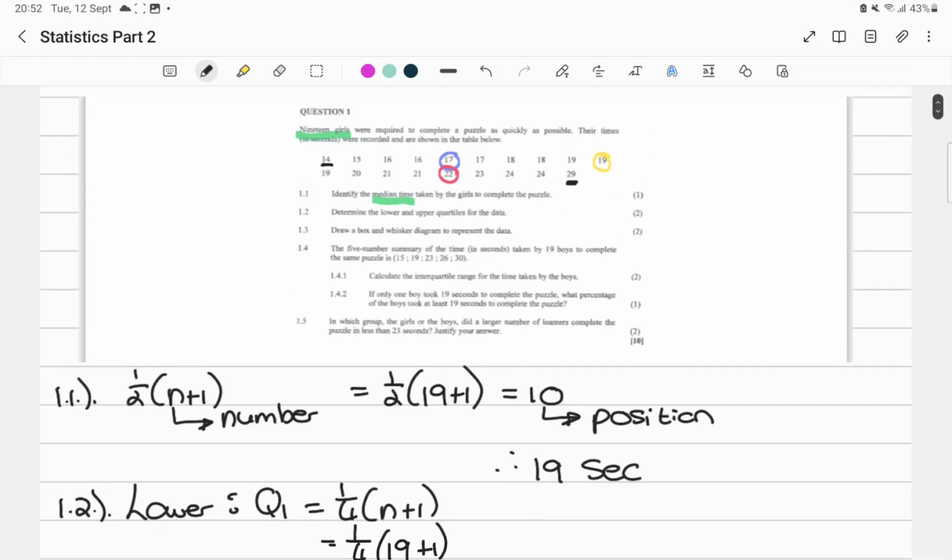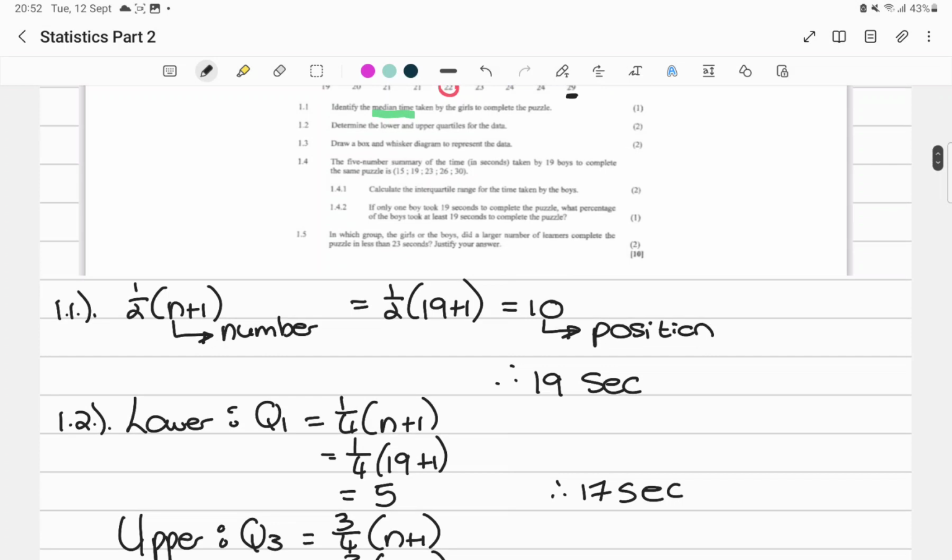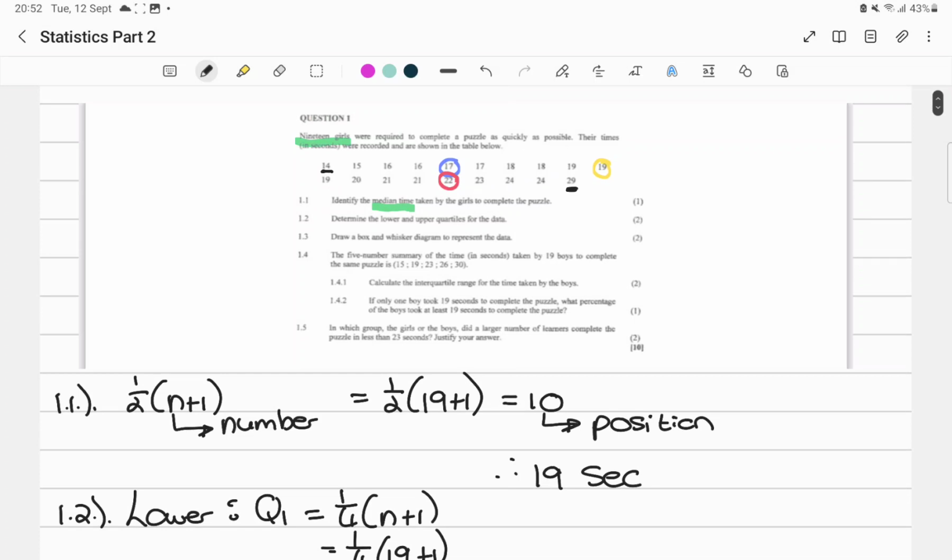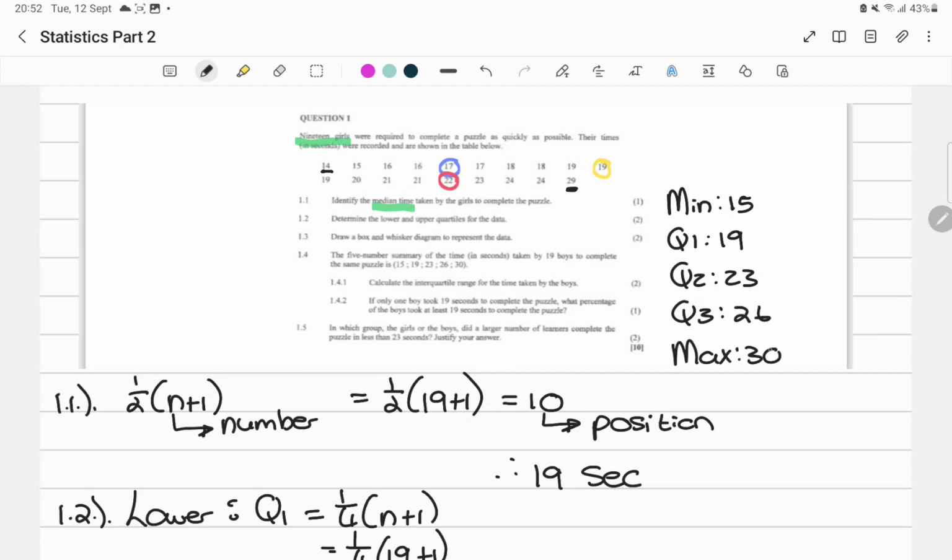Alright, so let's have a look at question 1.4. Here they give us something new. They tell us the 5 number summary of the times in seconds taken by 19 boys to complete the same puzzle is 15, 19, 23, 26, and 30, which means my minimum would have been 15, my Q1 would have been 19, Q2 would have been 23, Q3 would have been 26, and my maximum would have been 30.